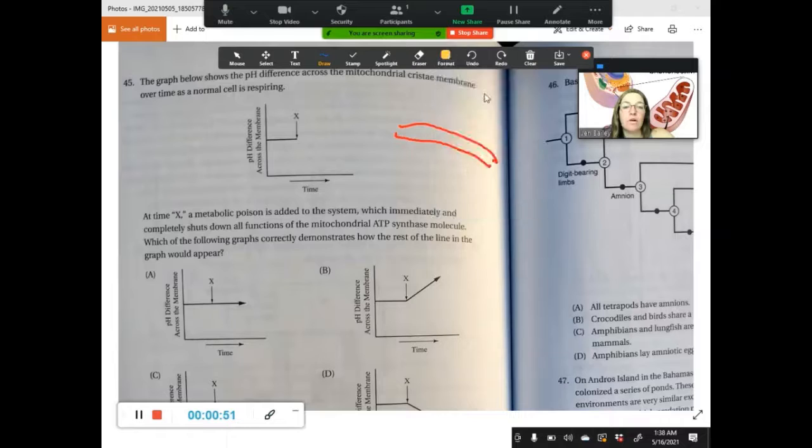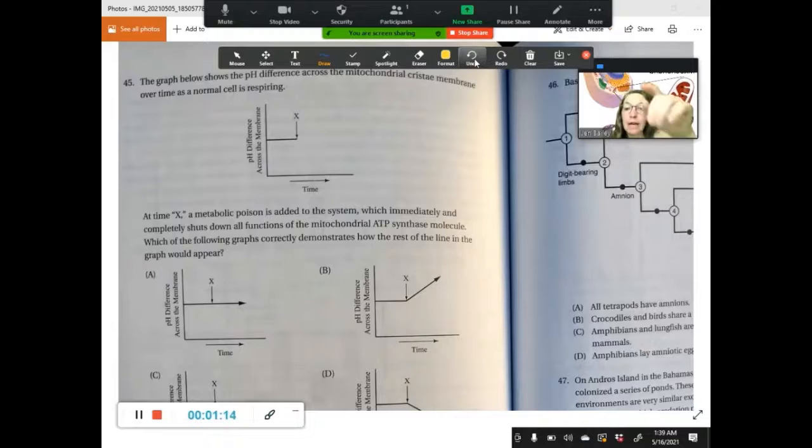Okay, so over time, is it going to change the pH here or the pH here? Is it going to change at all? Okay, so that's what we're looking at. And so here's the pH difference. As it goes up, there's more difference across the membrane, which means the pHs are more different from each other. And of course, there's time.